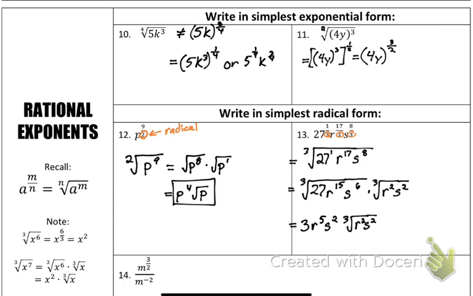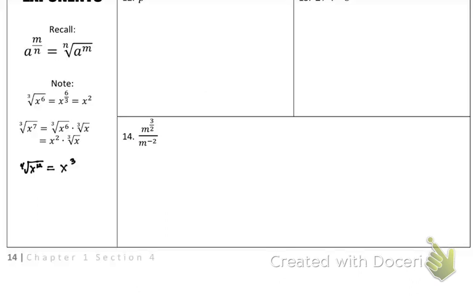One more thing we've got to do before we get to our homework. If I have exponents and division, we still follow the same rules. We're still going to use that subtraction rule. So when I'm looking at this, I'm going to have m to the 3 over 2 minus a negative 2. When you subtract a negative, it turns into a positive. So that means I actually have m to the 3 over 2 plus 2.